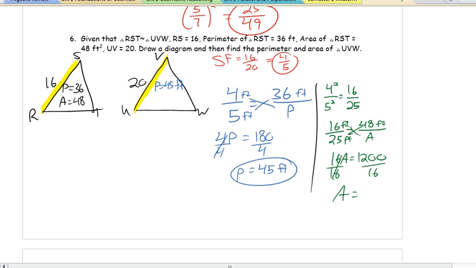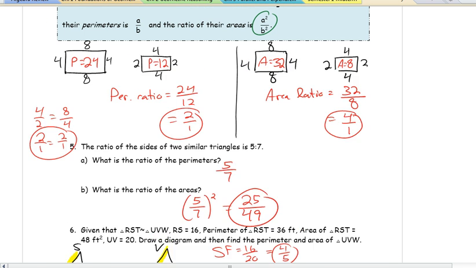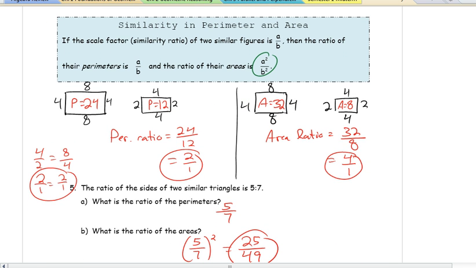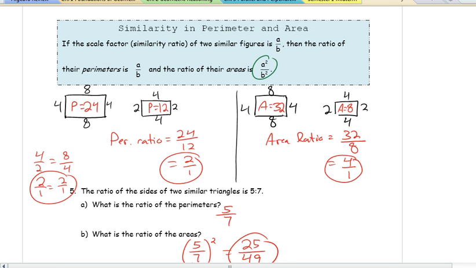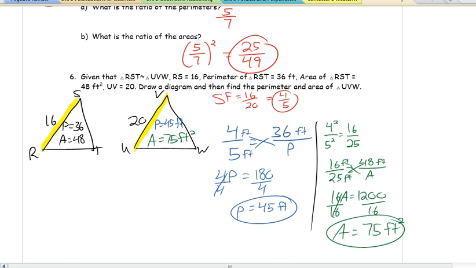Hopefully it comes out to a nice number, and I believe it does. It does. 75 feet for the area of your big one. 75 feet squared, because it's area. Okay, because again, we're squaring it. So again, your ratio remains the same for perimeters, but it's squared when you go to area. Let's make sure you guys get that stuff down.